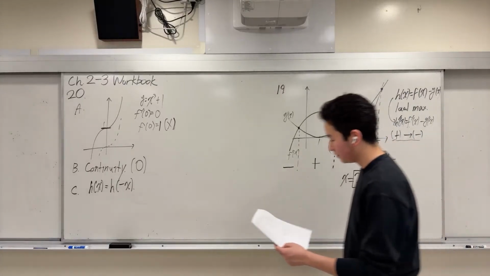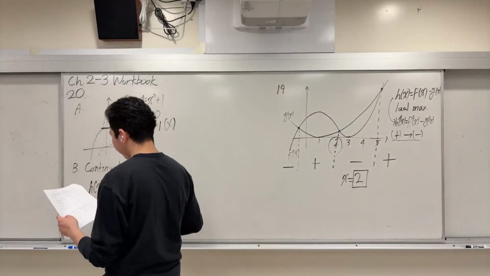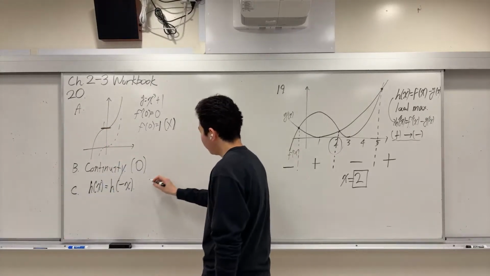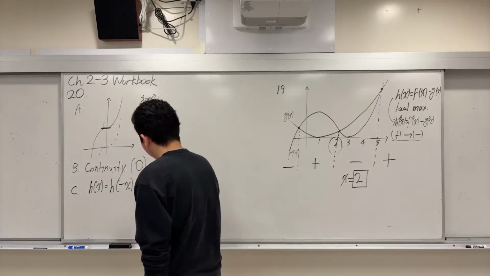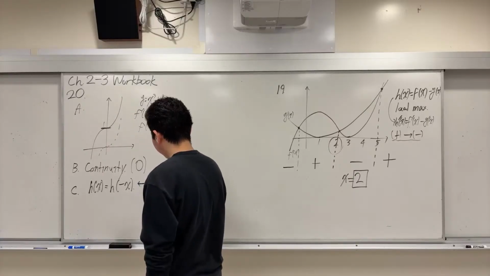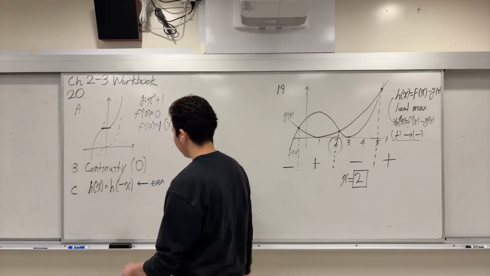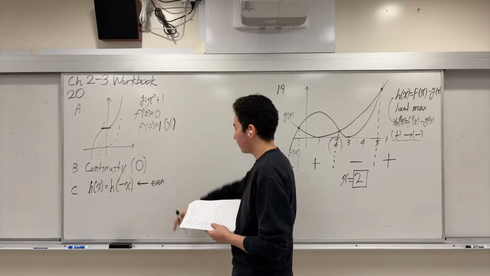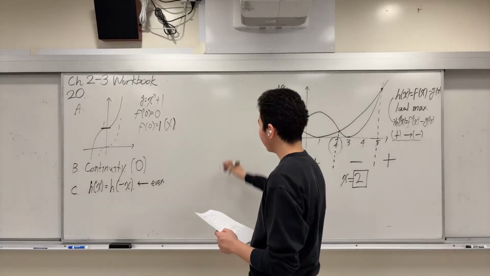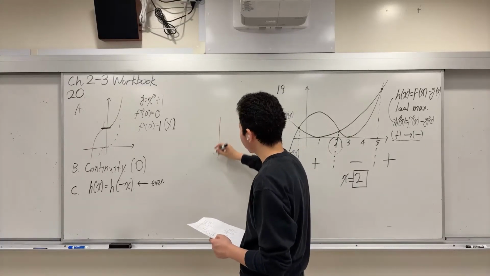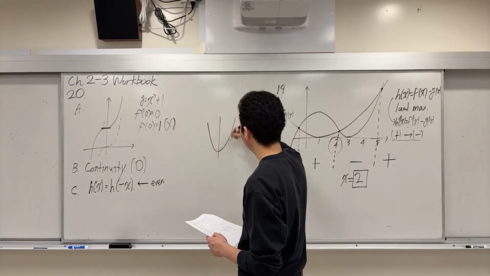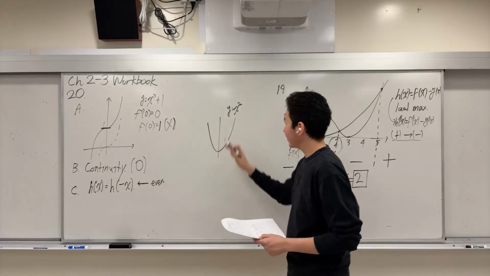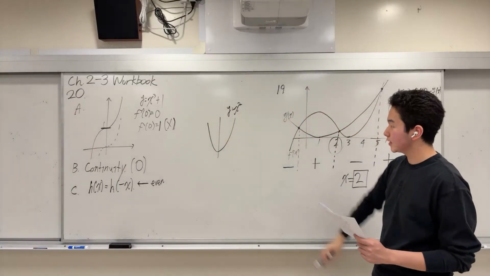Okay. So let's see if this is true. Let's think of a few examples that we can do for this one. The easiest example that I can think of is the parabola y equals x squared, right? This is perfectly symmetrical about the y-axis.